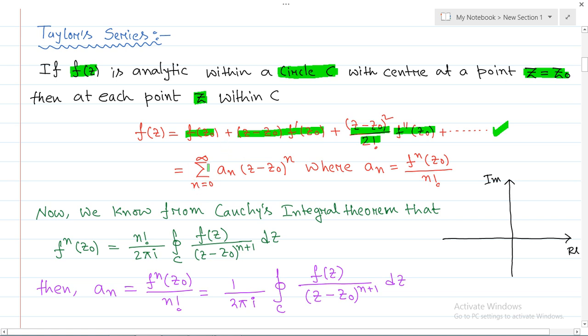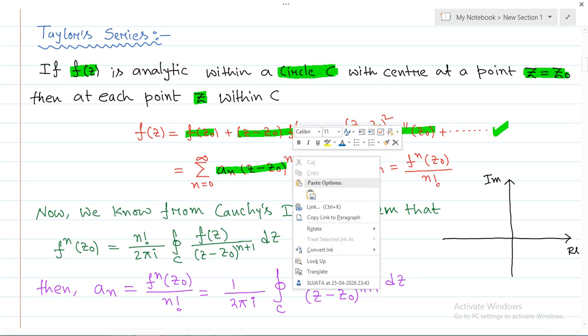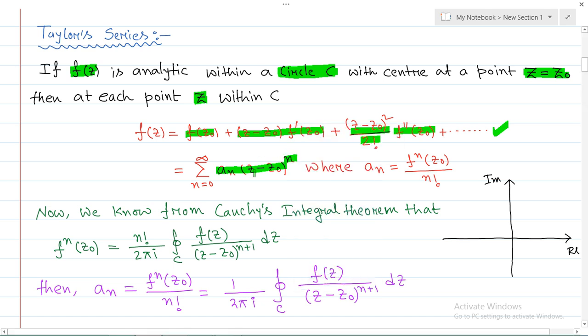Now this expansion is the expanded form of the Taylor series, which we can write in the form of an infinite series in closed form, that is summation n equals 0 to infinity a_n (z minus z0) whole to the power n. That is in the form of a power series, because here we can see that n is in the power, right? And what is a_n? a_n are the coefficients, which is f to the power n of z0 divided by n factorial.